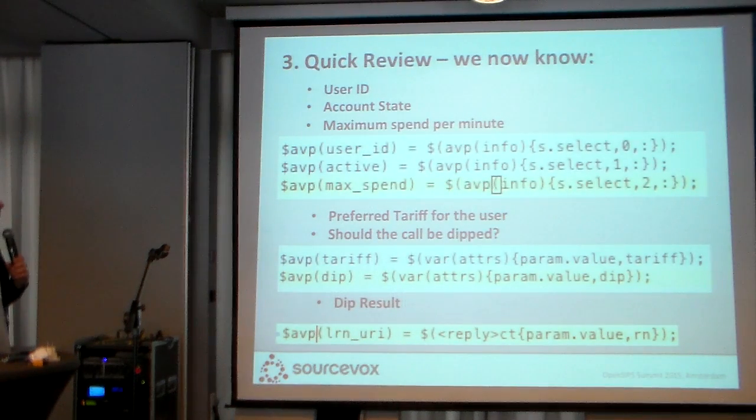So as an overview, we managed to pull the user ID, whether the account is active, and the maximum spend from the permissions module lookup. We then used the dial plan to get the preferred tariff for the user, and whether the call should be dipped or not, and we did an LRN dip to get the routing number that we should really be routing this call to.